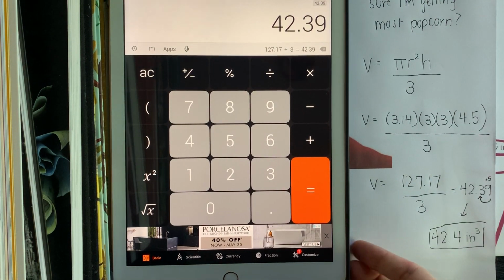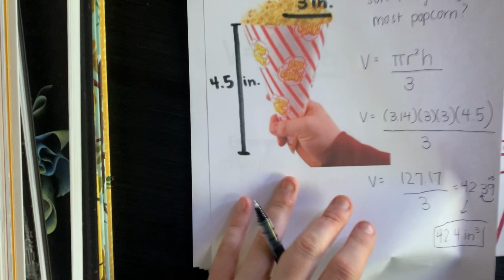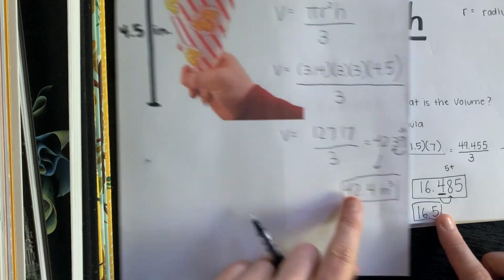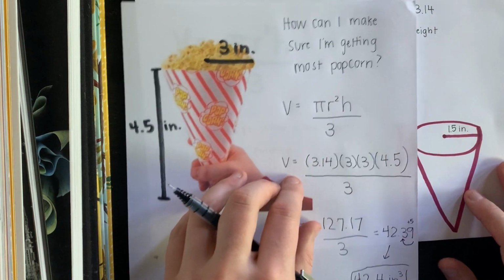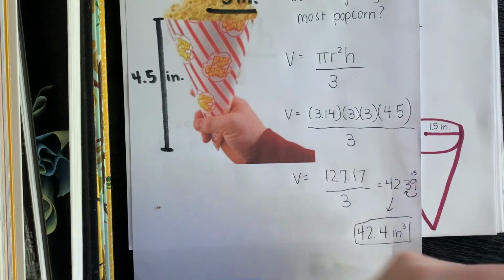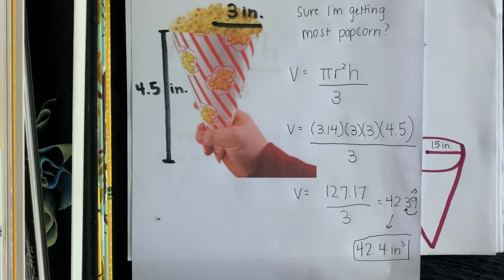Okay, let's see. Is this popcorn container bigger than our last one? Yes, it is. So I definitely get popcorn out of here. So for your practice problems, you are going to go through and find the volume of the different containers and let me know which ones are going to hold the most popcorn.